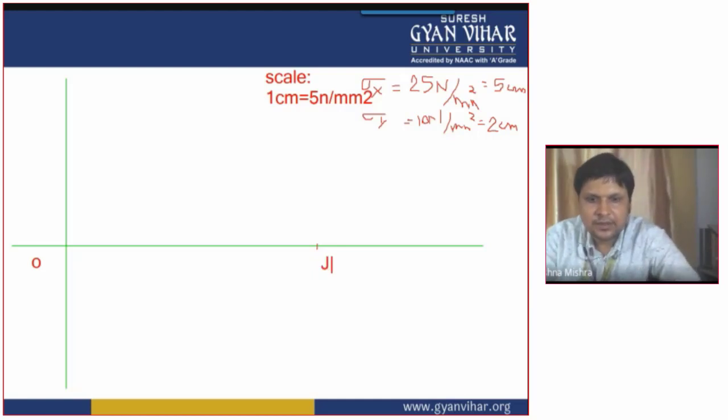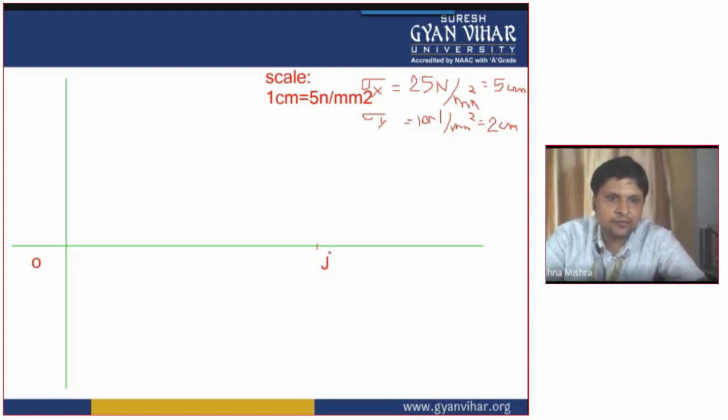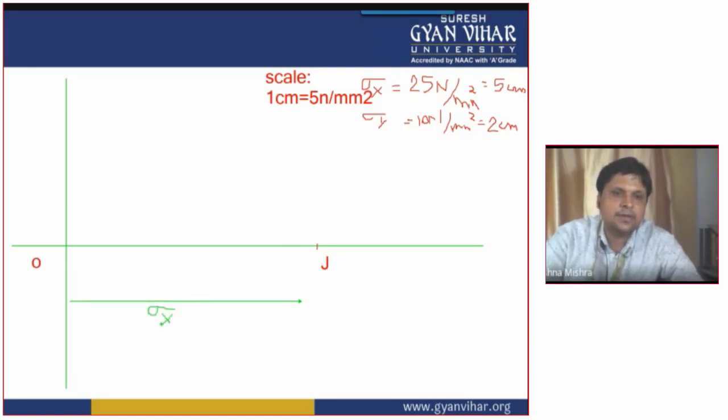Then again from this point O, this value, from here to here, students, is basically your sigma x. Then from point O, you measure a distance equal to 2 centimeter, meaning 10 Newton per mm square, the sigma y value, and mark it here.